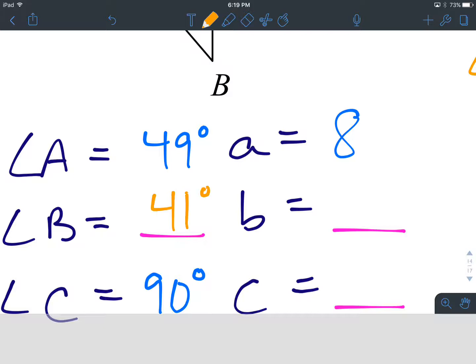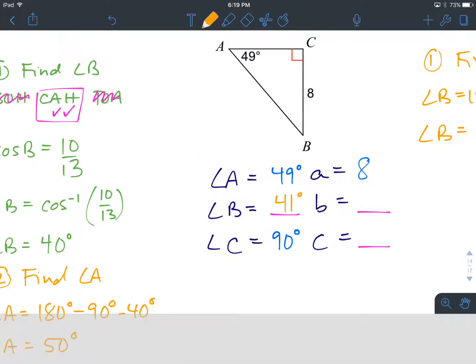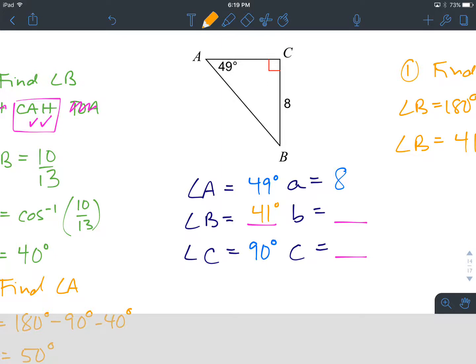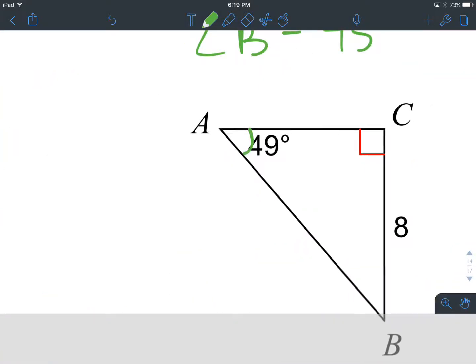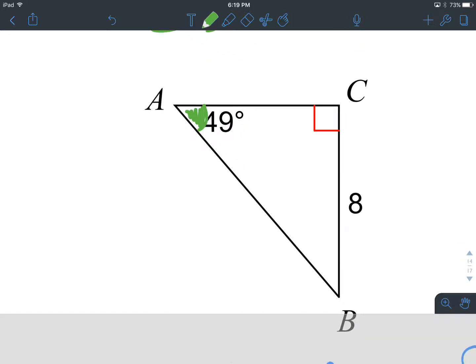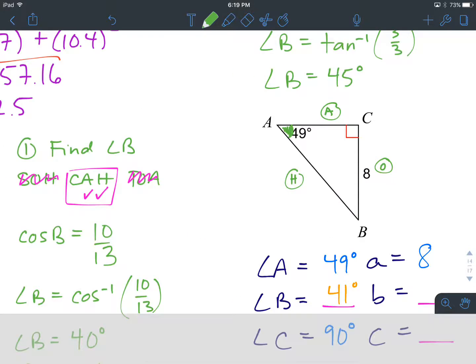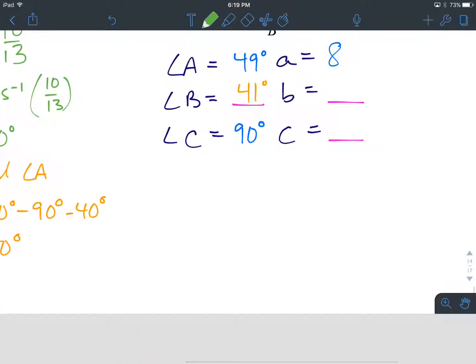And now we can go at any side that we'd like. Let's just go after b because alphabetically that feels good. So let's go to b. I'll pick 49 as my reference angle. So from there we have our hypotenuse, our opposite, and our adjacent side. So let's write ourselves out a SOHCAHTOA as we go find side little b.